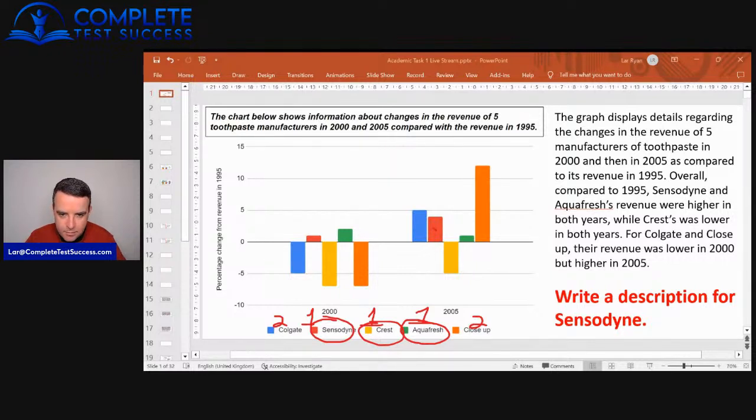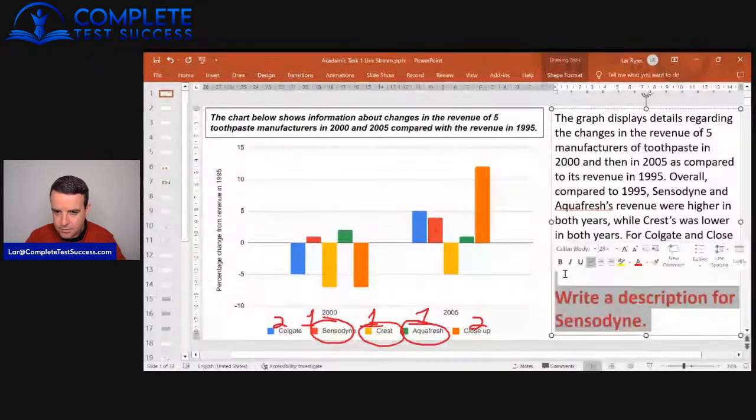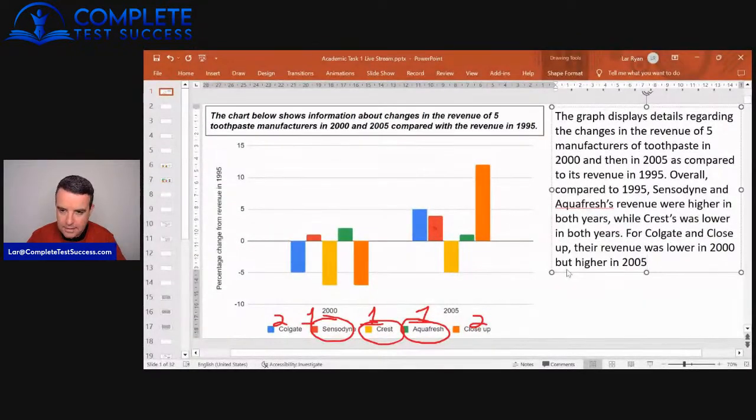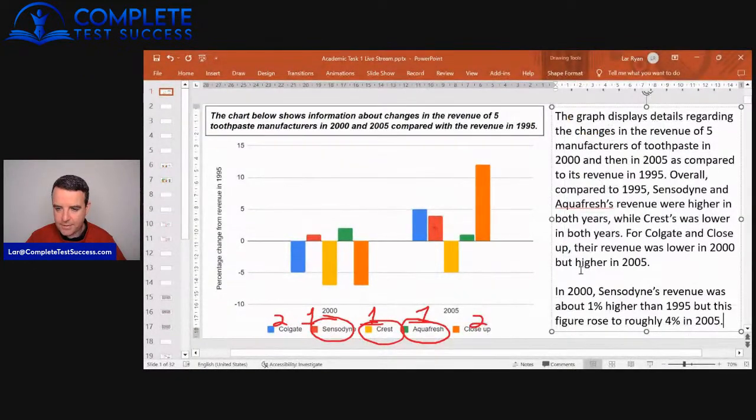So you're in the Facebook group. So well done. That's a very good description. So let me just delete that much and then we'll add that in. This is going to be the first sentence of body paragraph 1 describing Sensodyne. In 2000, Sensodyne's revenue was about 1% higher than, and we just need a preposition, in 1995.